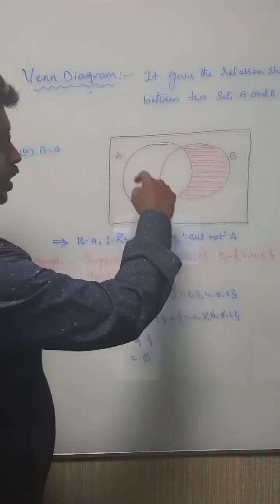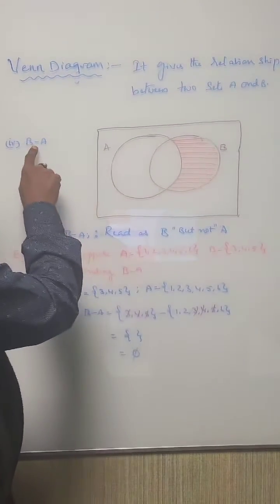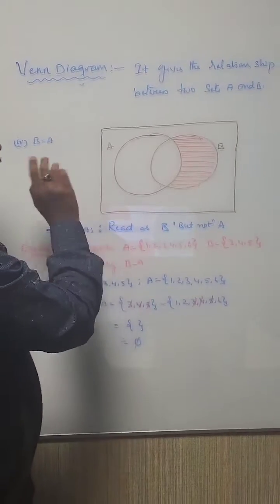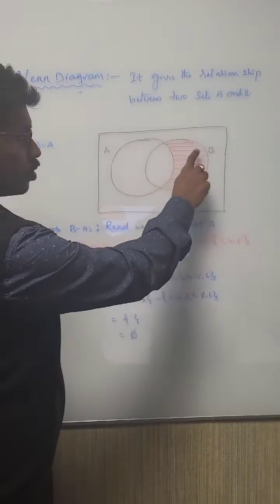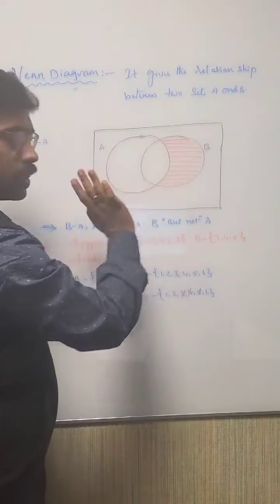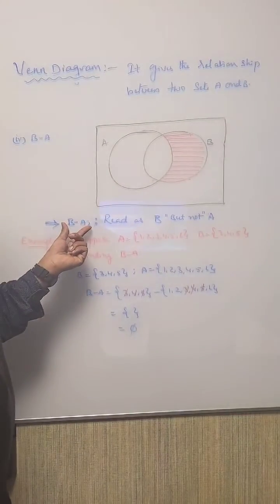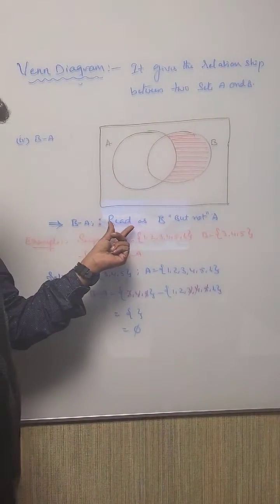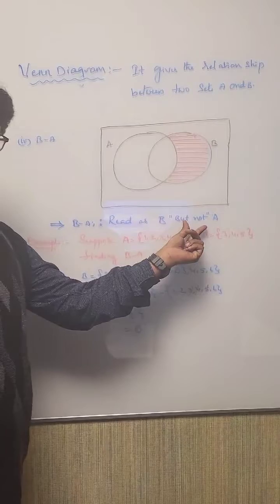I have taken two sets A and B. So B minus A means B but not A. So shade only the B portion, not the A portion. So I have mentioned here, B minus A is read as B but not A.